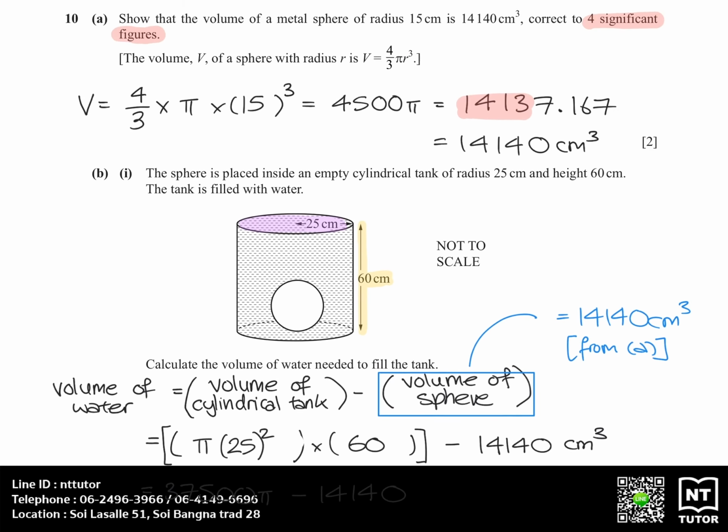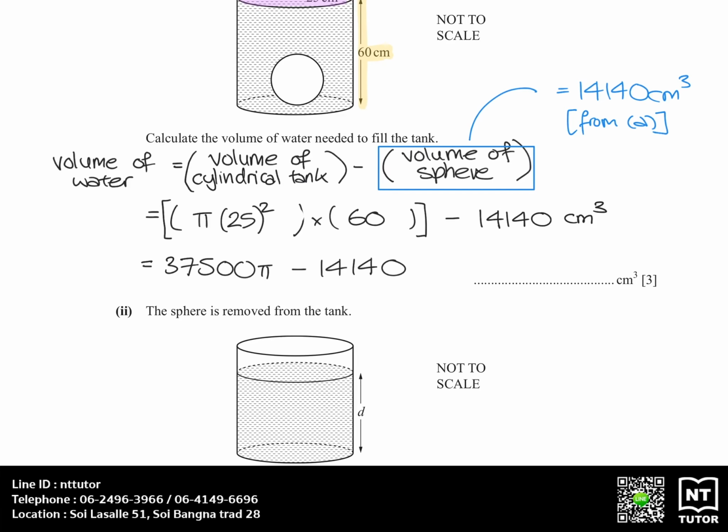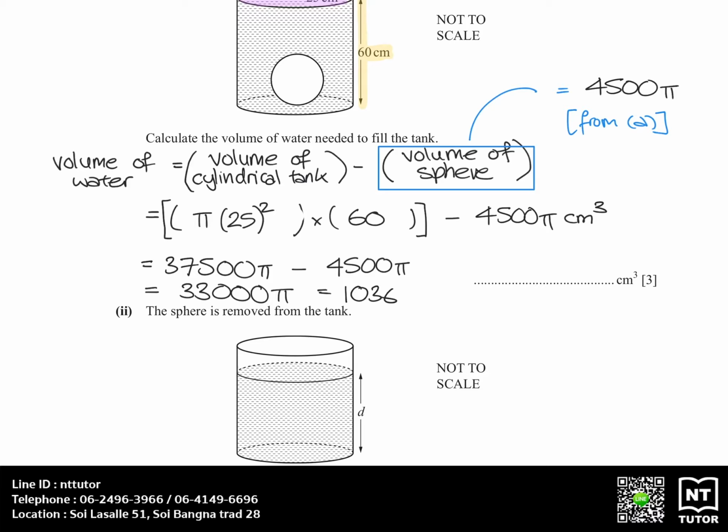If you want a more accurate answer, then we should be using the exact volume of the sphere, which is 4,500 pi. So we have 37,500 pi minus 4,500 pi, which is 33,000 pi. In terms of numbers, this is 103,672.6. So when we answer it, we will answer to 3 significant figures whenever we have to round something. So it's 104,000 to 3 significant figures.